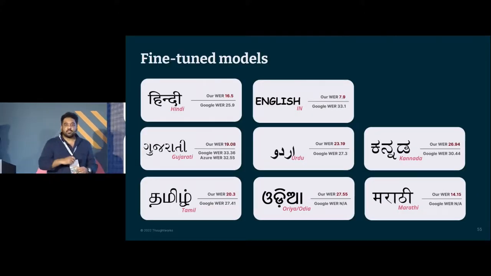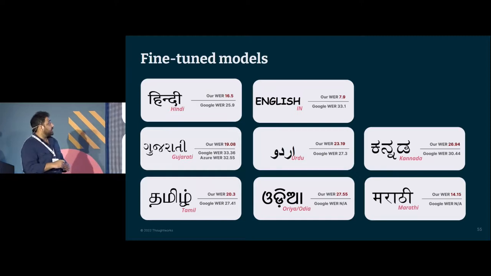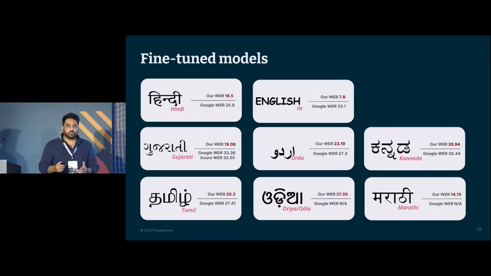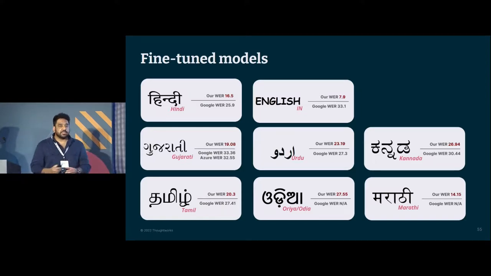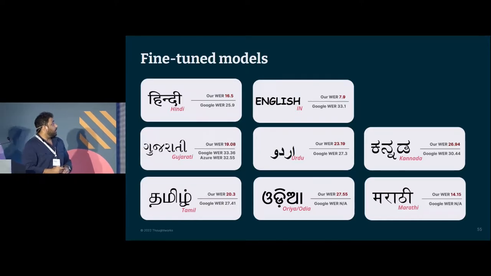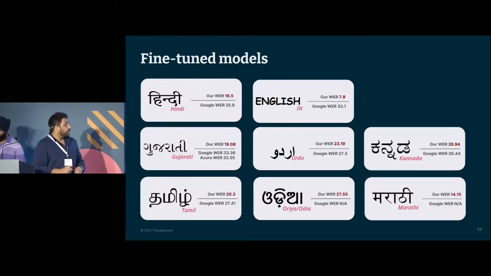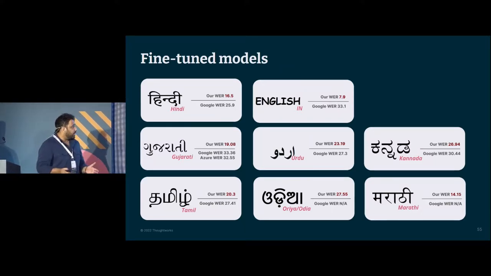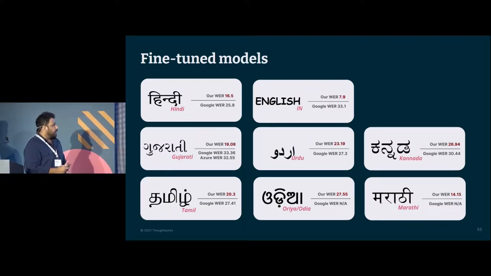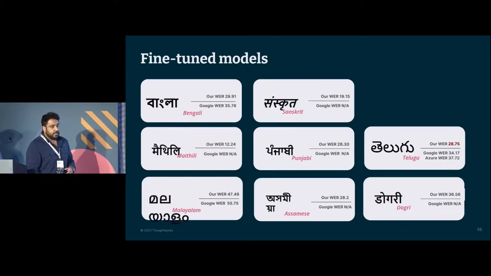So this is the accuracy of our models. Some of these benchmarks are open source, some are not. And we actually benchmark some of the other commercial engines as well. And you can see that we are almost outperforming everyone in terms of word error rates. And there are some languages which were not seen before in the ASR space, like Odia, like Punjabi. There are so many others. There are other low resource languages as well, which we were able to generate models for.